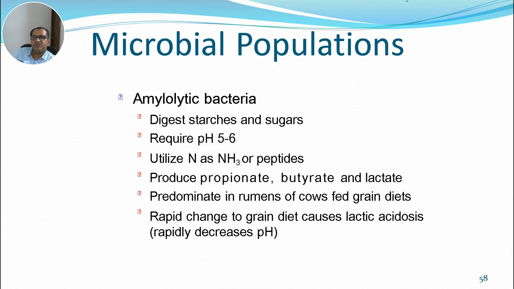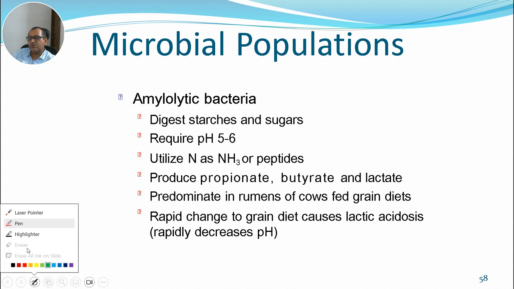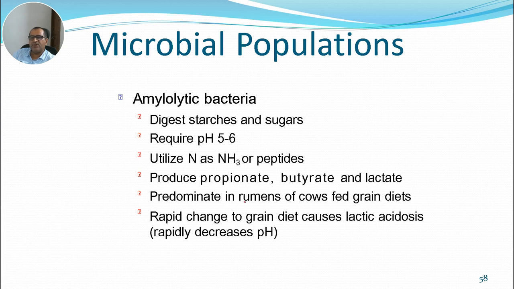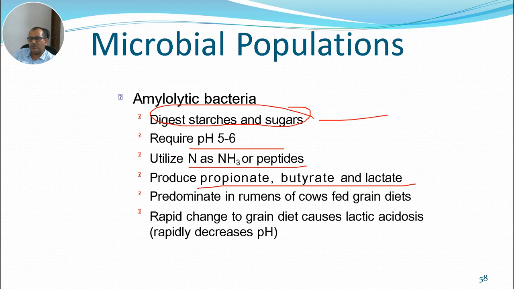Next are the amylolytic bacteria. Many amylolytic bacteria are there, and they are also of great importance to digest starch and sugars, because it is not a difficult task to digest the starch, and they require a pH of 5 to 6. They utilize nitrogen as ammonia and peptides, and produce propionate, butyrate, and lactate, all these three things, and they are predominant in ruminants fed grain diets.